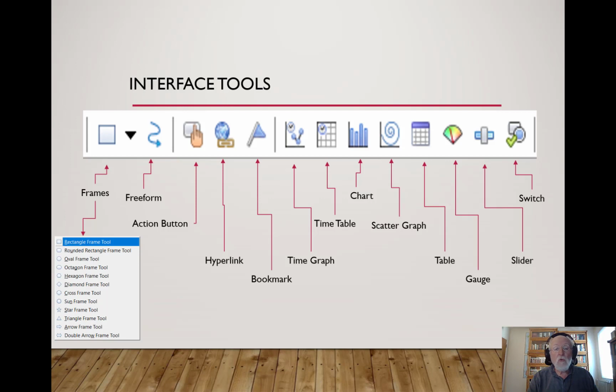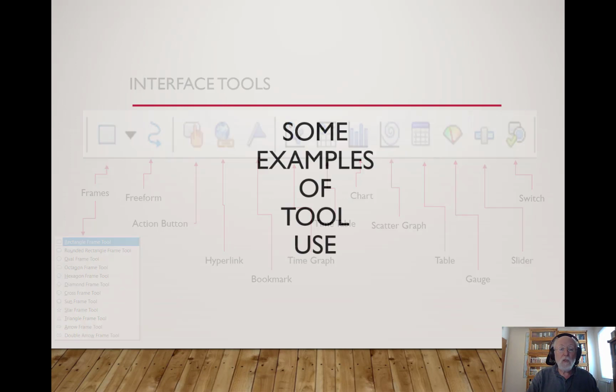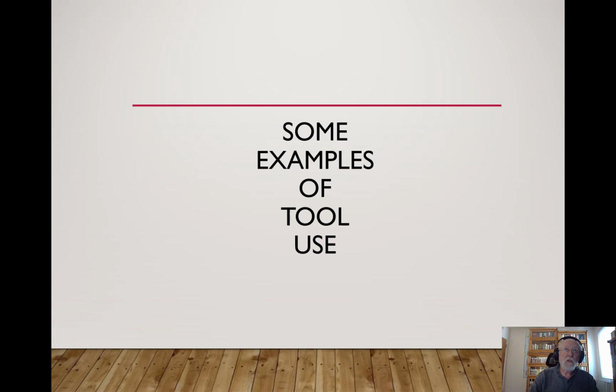Then some things that are a little bit more traditional to all the software that does system dynamics. A time graph, a timetable, a chart, not available in all softwares, a scatter graph or X versus Y plot, a generic table not related to time, a gauge, a slider, and then a switch, which has a variety of interface features, including pick lists. Okay, here are some examples of what people have done.